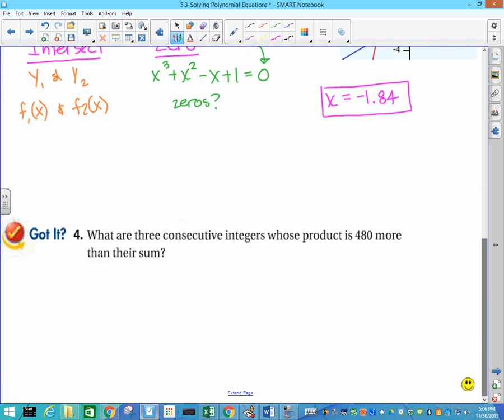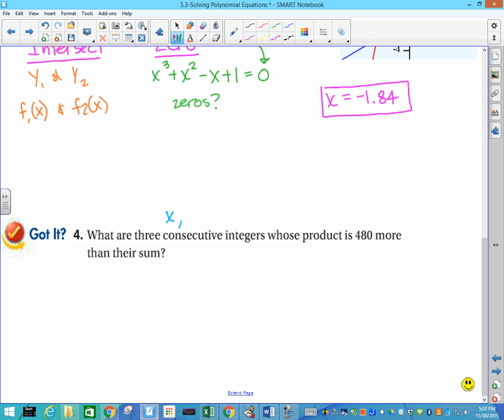All right, last problem. What are three consecutive integers whose product is 480 more than their sum? One of the things that I want to show you about this, because you can use this on the ACT, y'all, and not have to know how to necessarily solve things algebraically doing all of the work that you would normally do. Okay, I hope you know three consecutive integers.